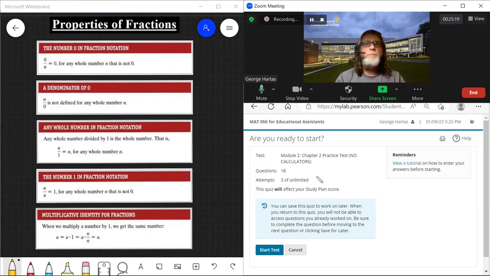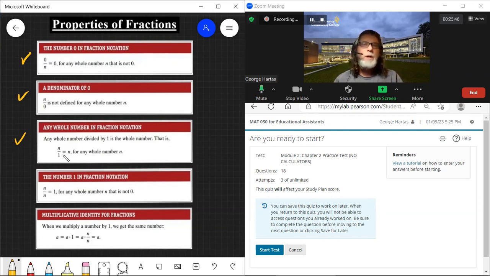Let's quickly cover some properties of fractions listed in the e-text that you should know. The first property says that if you have a 0 in the numerator of a fraction, the answer is 0. The second property says if you have a 0 in the denominator of a fraction, the result is undefined or not defined. The next property says that if you have the number 1 in the denominator of a fraction, the answer is whatever the numerator is.